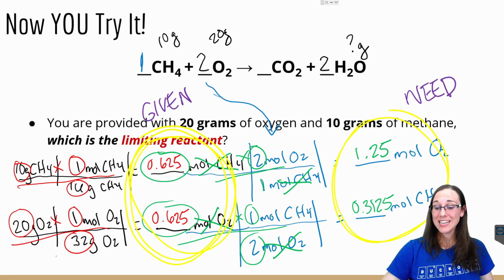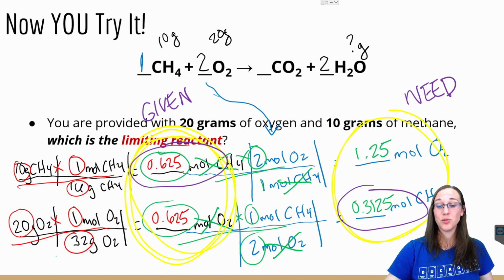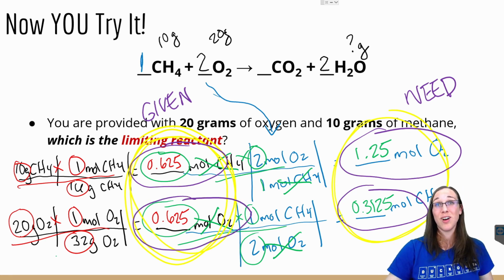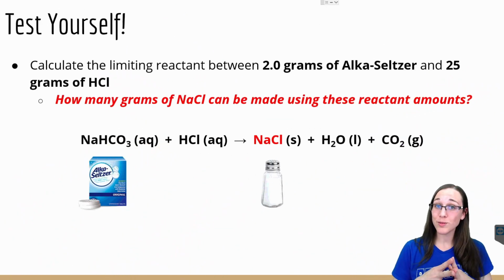So if I need 0.3125 moles of methane in order for the reaction to happen, and I'm given 0.625 moles of methane, I have enough methane for this to occur. I need 1.25 moles of oxygen for this to happen, but I only have 0.625 moles of oxygen. So since I don't have enough for what I need, the oxygen is my limiting reactant, and my methane ends up being my ER, or my excess reactant. Hopefully one of those 2 options appeals to you in order to solve for limiting reactants.